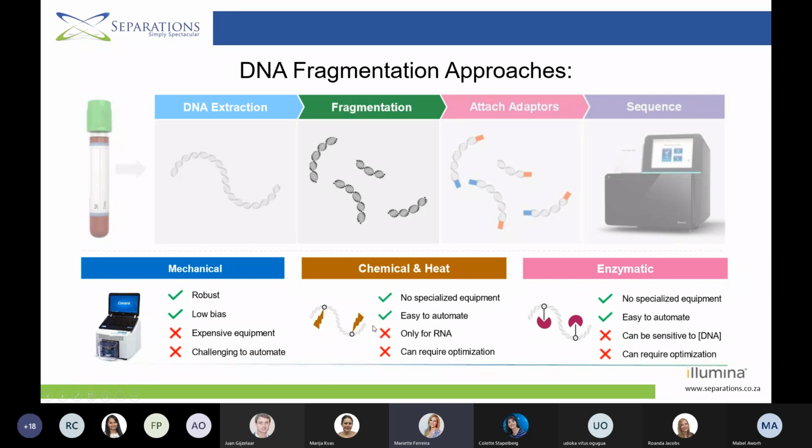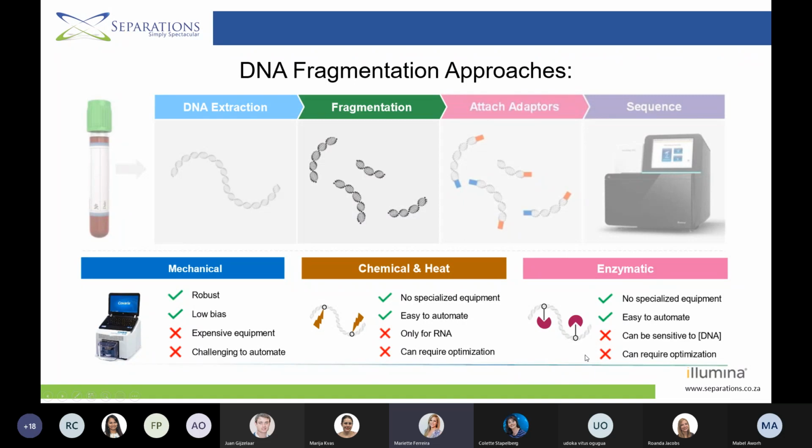So chemical and heat fragmentation on the other side, you don't need any specialized equipment. It's really easy to automate. However, this is only applicable for RNA, and it may require some optimization. Whereas with enzymatic fragmentation, you also don't need any specialized equipment. It's really easy to automate. However, it can be a bit sensitive to your DNA concentration inputs, and it may require some optimization.